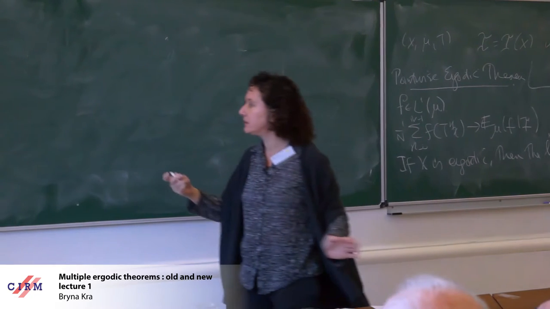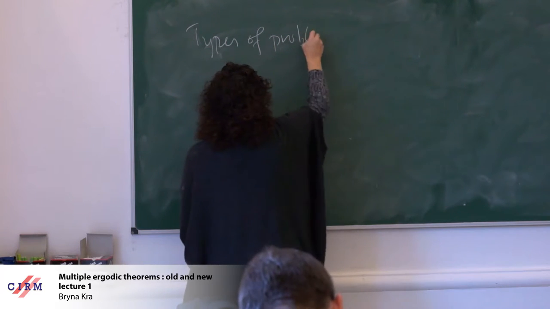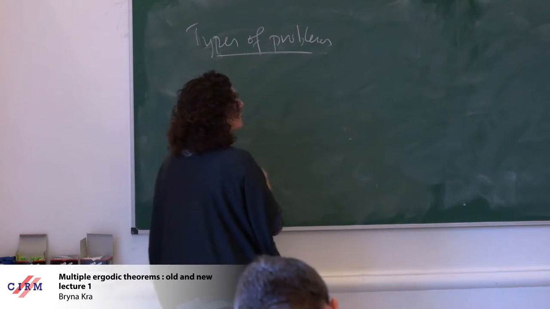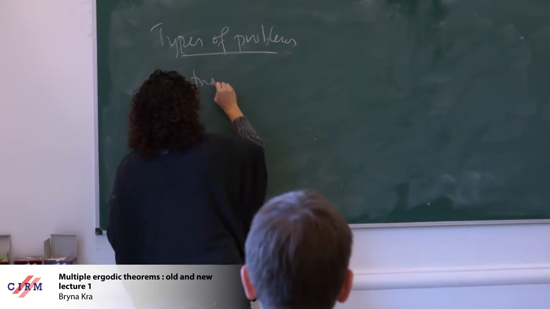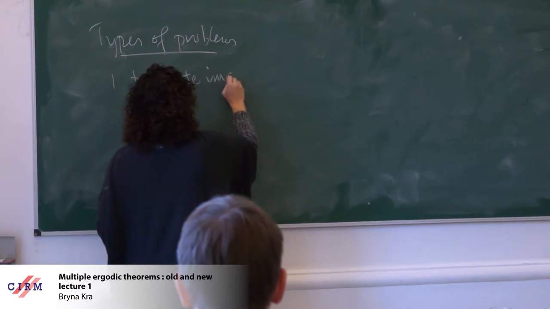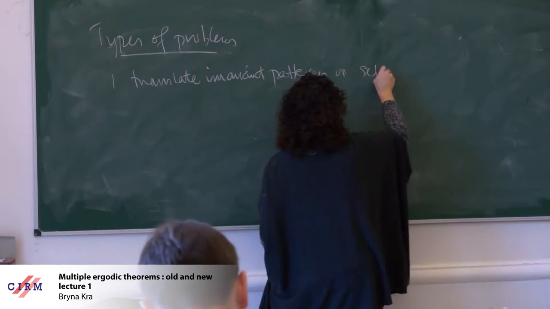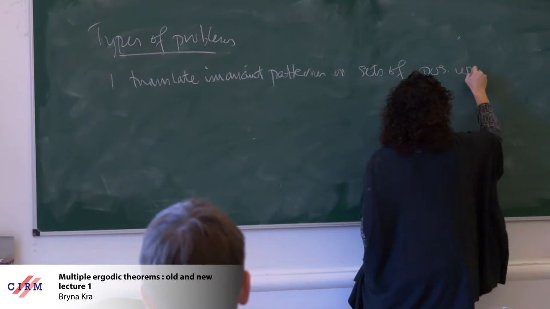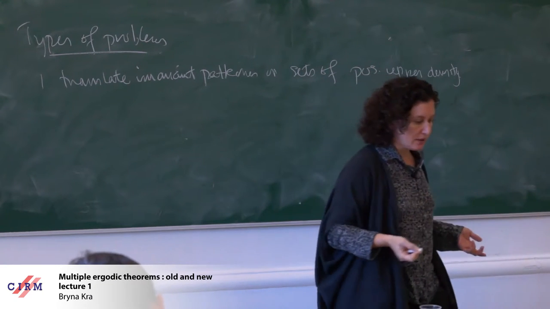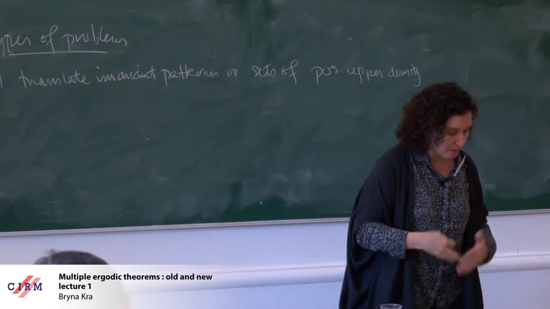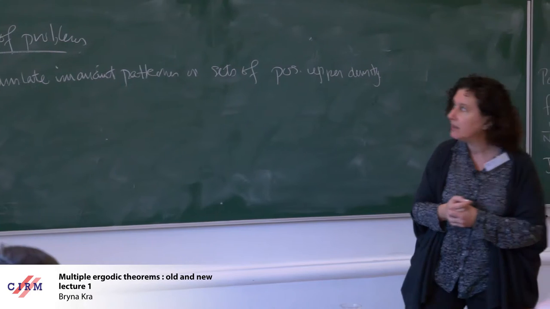What types of problems would I like to talk about? The first type of problem is translation invariant patterns in sets of positive upper density. For example, Szemerédi's theorem says that any set of positive upper density contains arbitrarily long arithmetic progressions. And we want to talk about more general shift invariant patterns that are in any set of positive upper density.